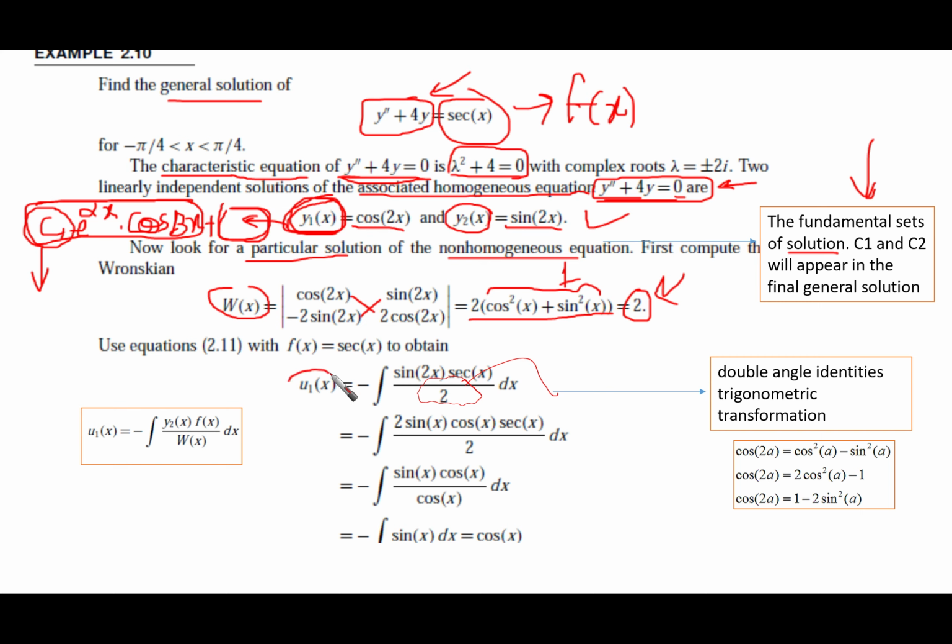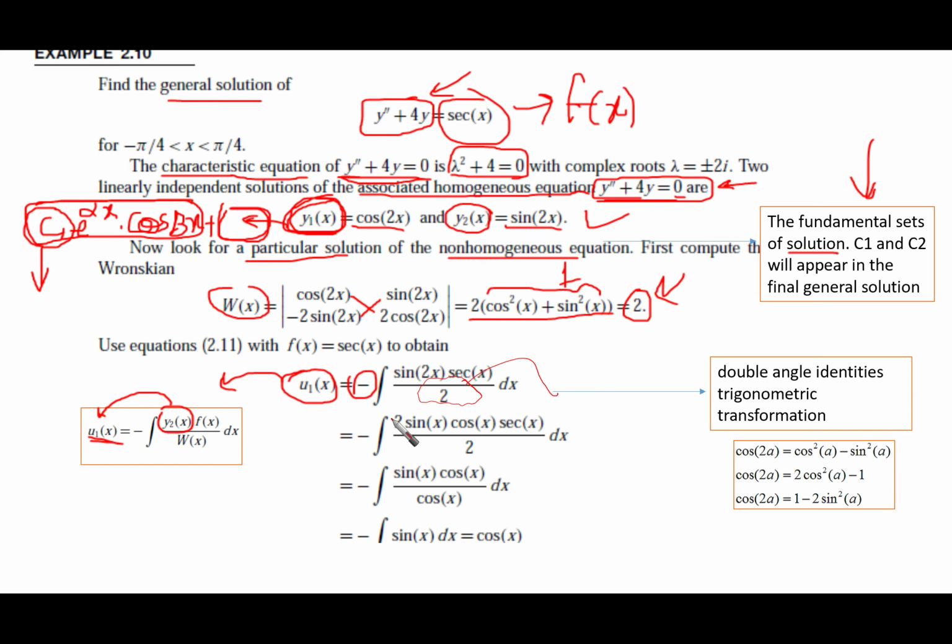Now we are going to get u1. Remember that u1 equals the integration of y2. Remember that, because it's a silly mistake in exams. Whenever we are calculating u1, we put y2. So y2 f of x over the Wronskian, and remember the minus here. Sine 2x, which is y2, times sec x, which is f of x, over 2 dx. Then we are going to make our integration.